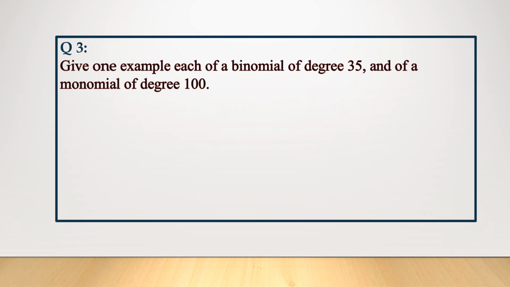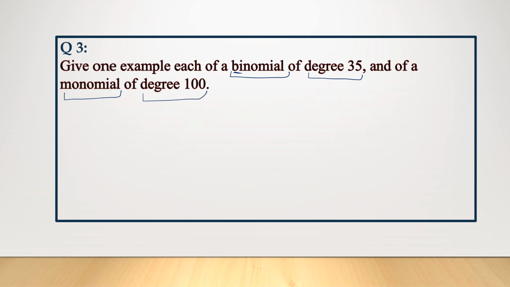Question number three. Give one example each of a binomial of degree 35. They are asking for a binomial. Binomial means it has two terms, right? And degree 35 means the highest power on the variable should be 35. And one more example we have to give, a monomial, that is a single term of degree 100.